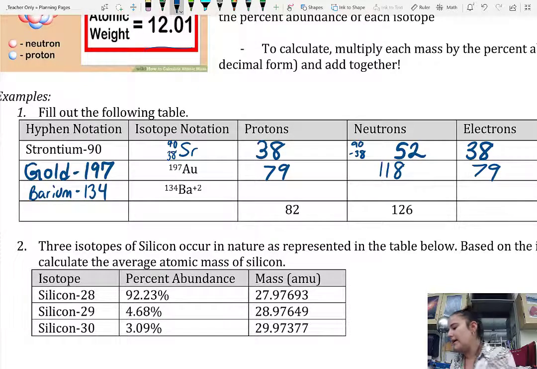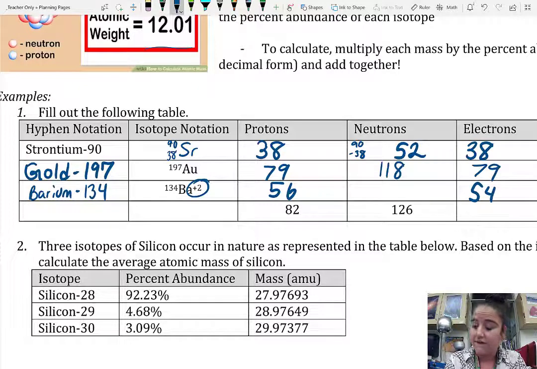Barium is atomic number 56, so it has 56 protons. Again, protons are the identity. But this one has a charge of +2. That means it has 2 more protons than it does electrons, so only 54 electrons. And then its number of neutrons is 134 minus 56, which is 78.